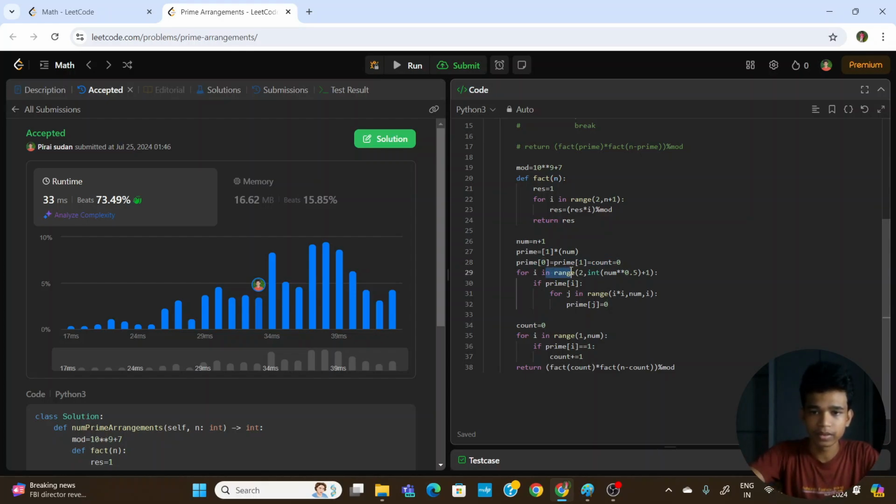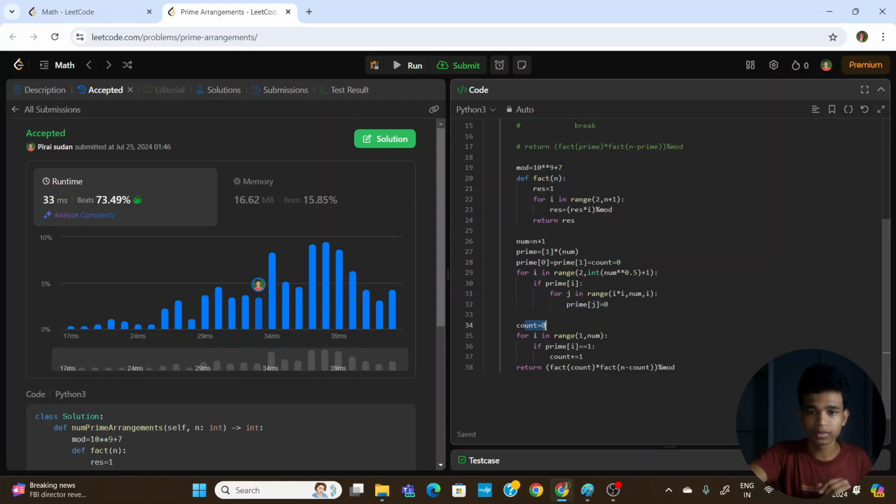Now, for i in range of 2 to square root of n, if the current i value is prime, then I have to traverse from i into i, which means if it is 4, then I have to traverse from 16 to the end, with a step of 4. I into i, comma, num, comma i. You can understand this, okay? And I will make them all 0, because they are multiples of a prime.